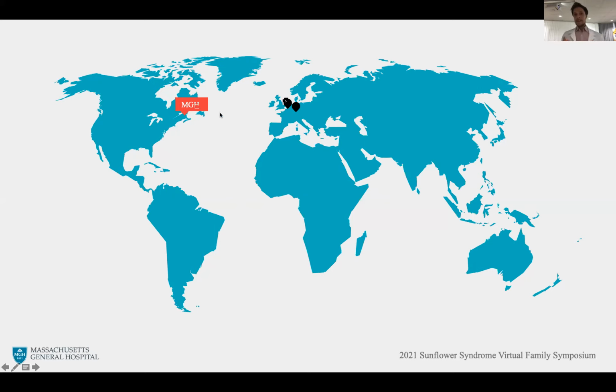What is interesting is that sunflower syndrome is not very well known. If I talk about sunflower syndrome here in the hospital in Leuven, Belgium, a lot of neurologists don't even know what the syndrome is. So this world map also shows that we need to create more awareness about this syndrome.